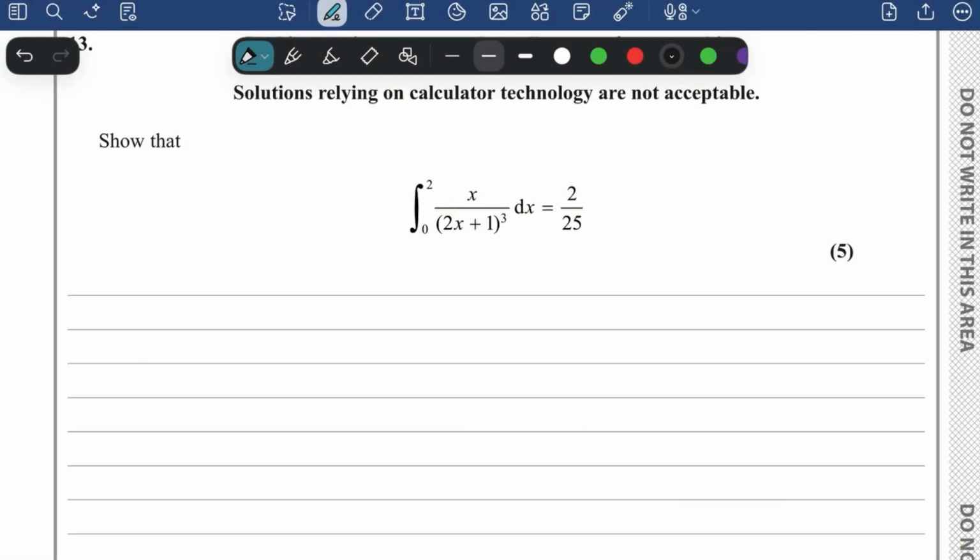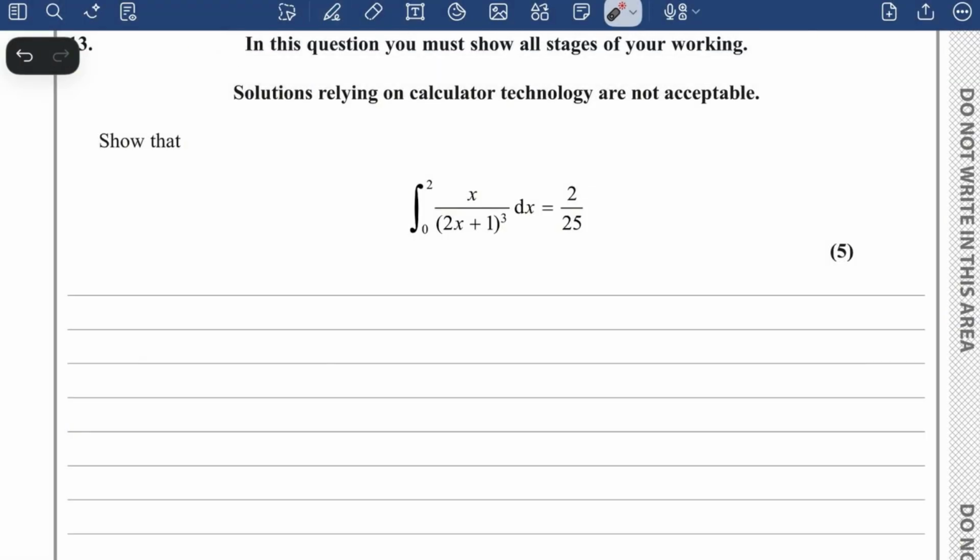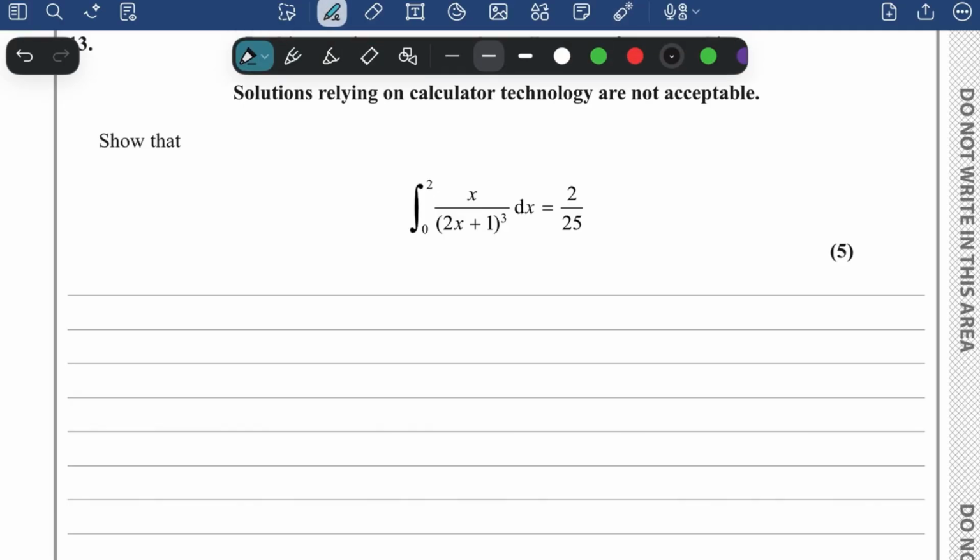Okay, so question 13, we're given another show that, which is just an integral between 2 and 0 for this function, and we have to prove that it equals 2 over 25, right? Well, there's a lot of ways you can probably go about this, but the way I'd recommend is just using a u substitution. I think that'll be the clearest way to do this.